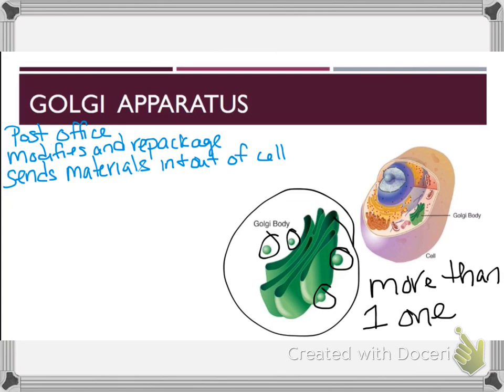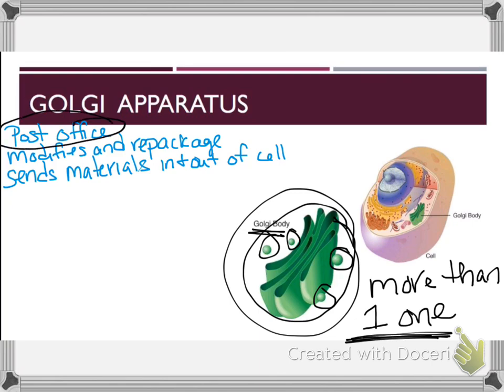The way to tell the difference between the Golgi apparatus or the Golgi body, either term, as long as you recognize Golgi, it's the same thing. Sometimes it's called the Golgi complex, is that there are more than one Golgi apparatus in a cell. There is only one ER, but there is always more than one Golgi apparatus. When you go to the post office, you are shipping something or receiving something, right? That's why the Golgi apparatus is called the post office, because it's sending materials in and out of the cell.